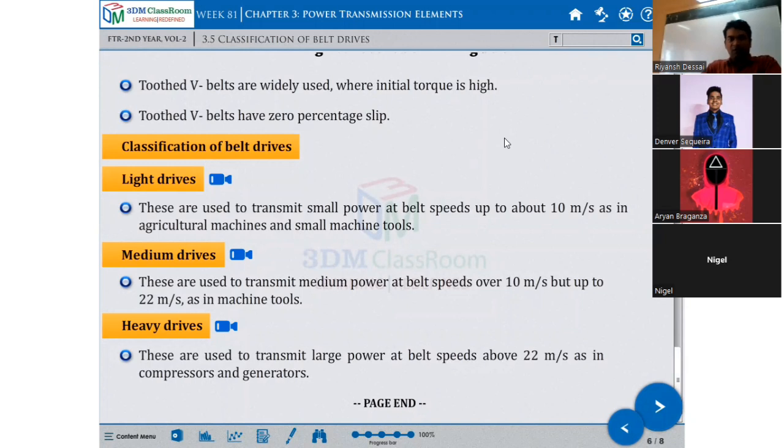Light drive. These are used to transmit small power at belt speeds up to about 10 meters per second, as in agricultural machines and small machine tools. So light duty drive is small. It is used for small power at belt speed of 10 meters per second. The speed is given here, mostly in agriculture machines and small machine tools.